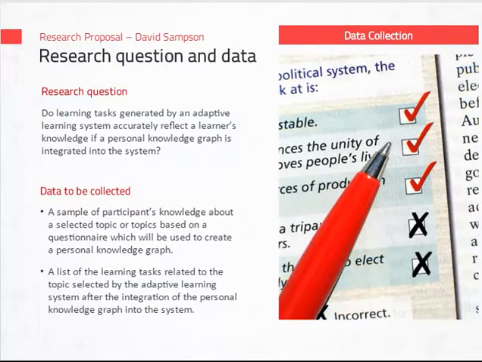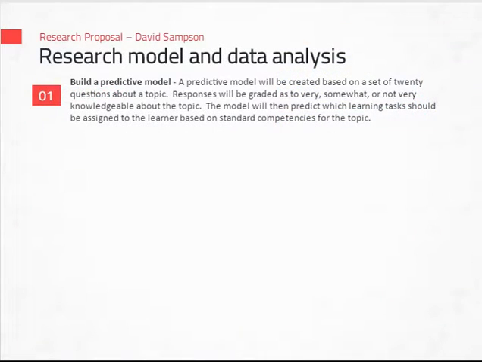My research question is, do learning tasks generated by an adaptive learning system accurately reflect the learner's knowledge if a personal knowledge graph is integrated into the system? Participants will fill out a questionnaire on a selected topic, which will be used to create a personal knowledge graph. And then a list of learning tasks generated by the adaptive learning system will be collected for comparison with the predictive model. The research model will be based on the following steps.